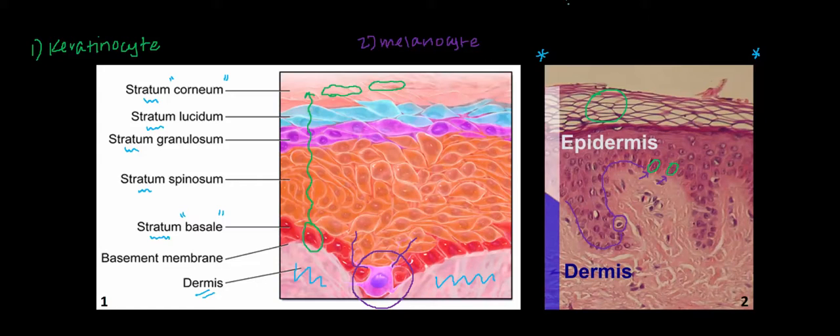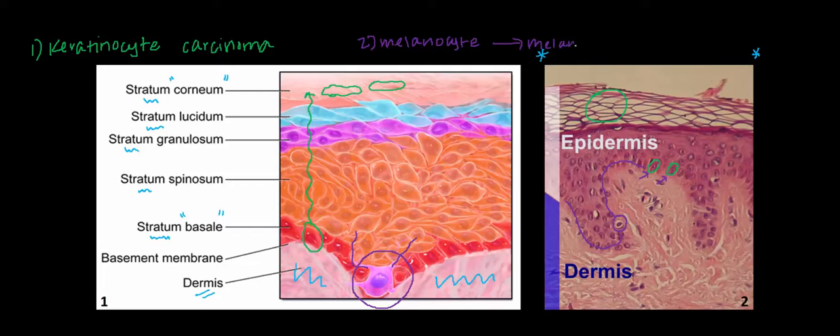Alright, so with that histology mini lesson, the big takeaway point that I want to make is that if skin cancer originates from a keratinocyte, we simply call it keratinocyte carcinoma. Simple enough, right? On the other hand, if skin cancer originates from a melanocyte, we call it melanoma.